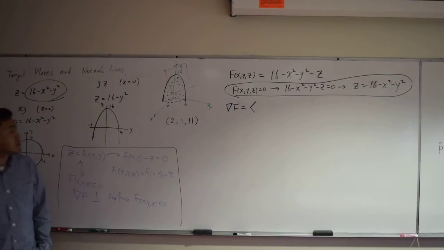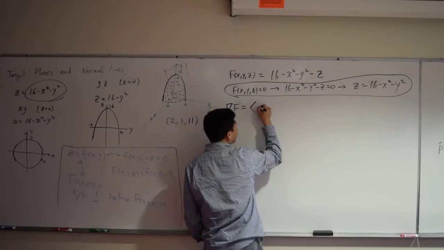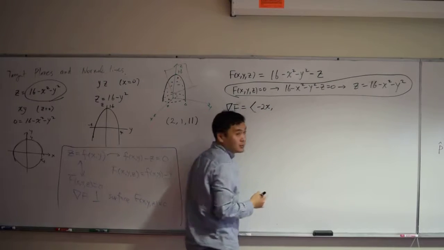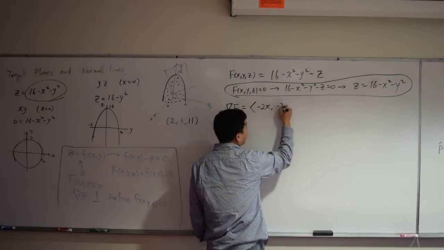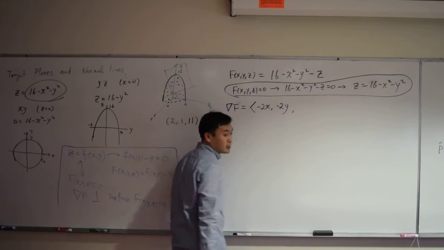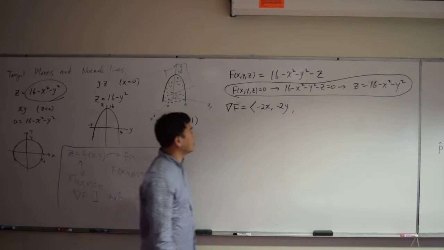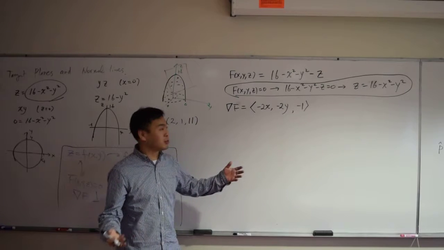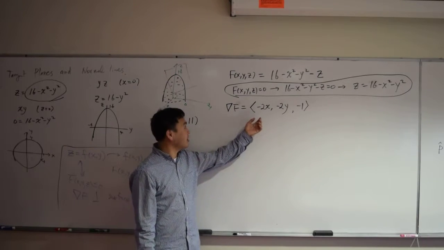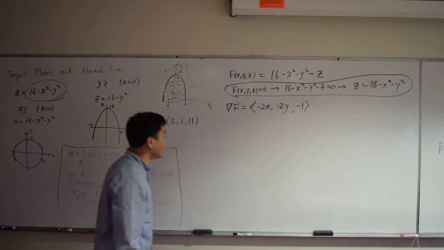Negative 2x. Negative 2y. If I differentiate by y, it's negative 2y. If I differentiate by z, I get negative 1. So we found the gradient. Gradient is just the vector created by taking partial derivatives with respect to x, y, and z. That's all we need.